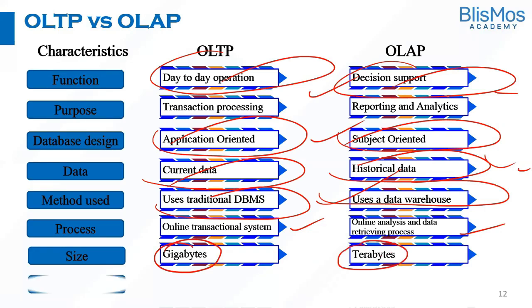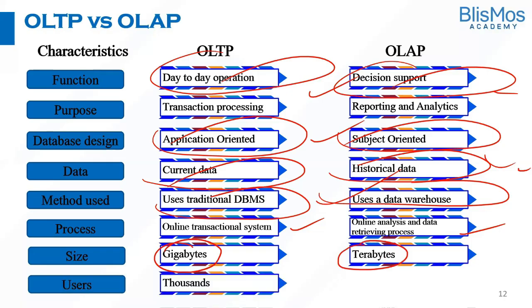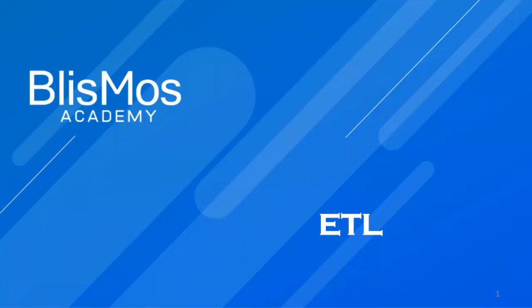How about the number of users? The number of users of OLTP systems is thousands, maybe millions also. But on the other hand, OLAP systems will have hundreds, or not more than thousands. We understood what a data warehouse is. Also, we understood the difference between OLTP and OLAP. OLAP systems are nothing but the data warehouse.